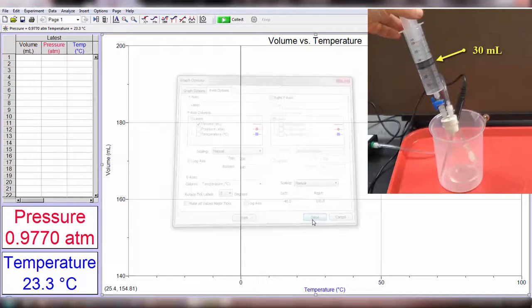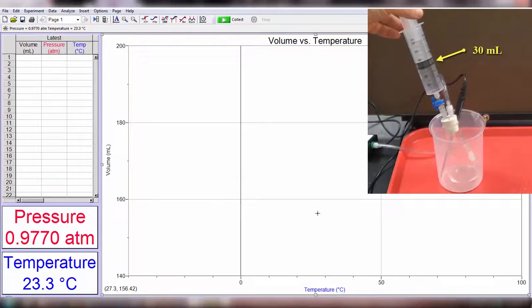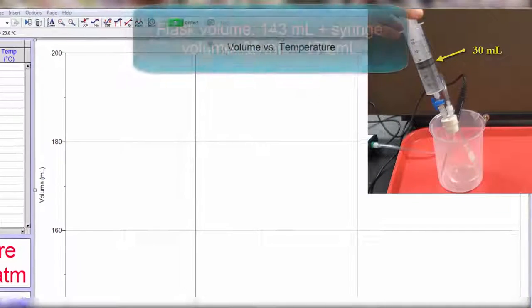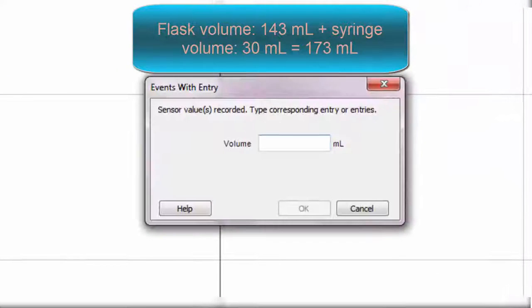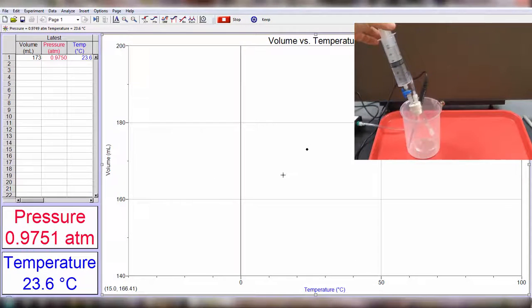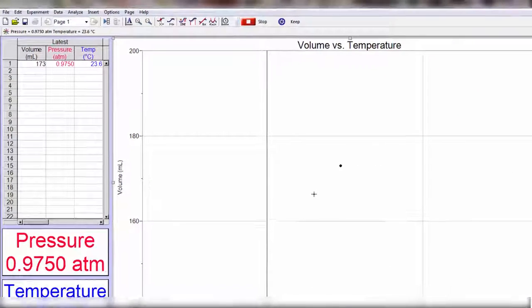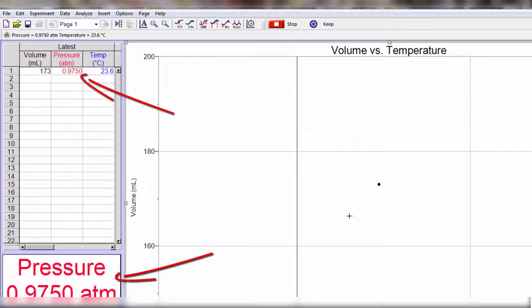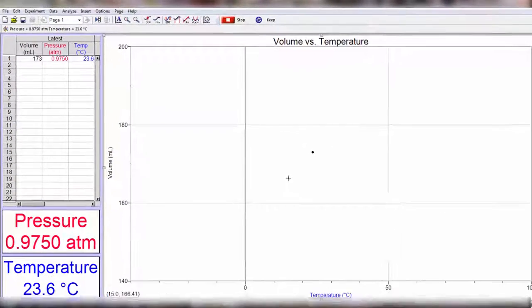Now it is time to collect data at our various temperatures. We are set for the initial conditions with the given pressure and temperature. Since the syringe is set at 30 milliliters, the total volume, therefore, is 143 plus 30, or 173 milliliters. As you can see, the pressure is fluctuating a little bit. The challenge will be to adjust the pressure back to approximately 0.975 atmospheres after the temperature has been changed by adjusting the volume of the attached syringe.